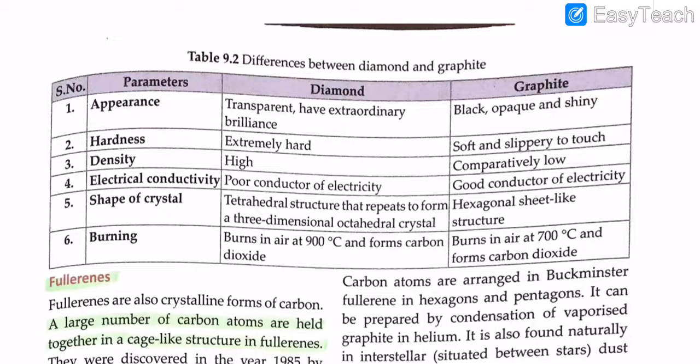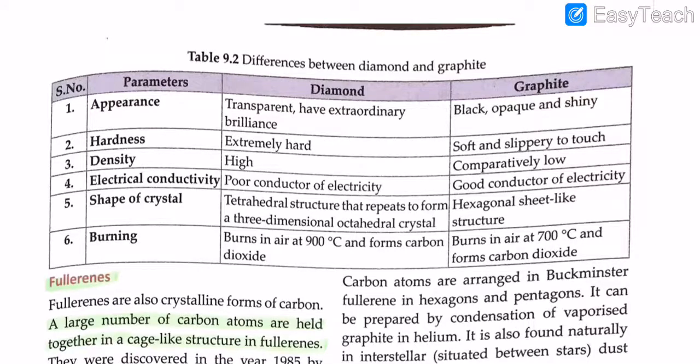Okay, so the appearance of diamonds is transparent with an extraordinary brilliance. Now, appearance, we're talking about how it looks, while graphite is a black, opaque, and shiny substance, as in it's lustrous. Hardness: diamond is extremely hard, and graphite is soft and slippery. Why? Because of its weak forces, right?